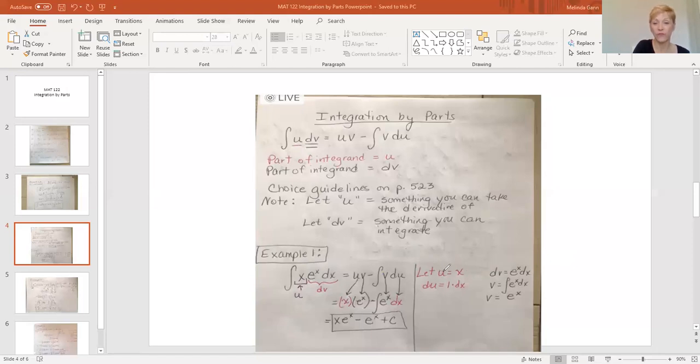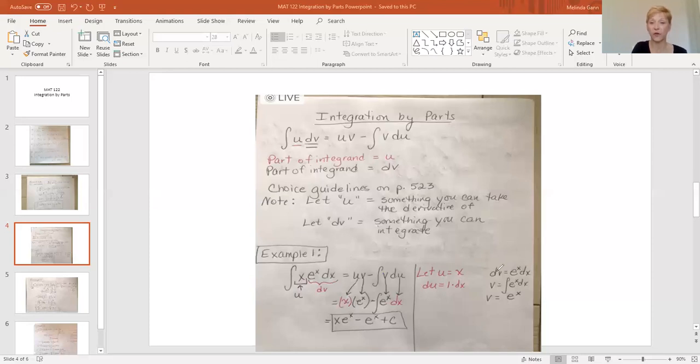So whatever you pick for u, you take the derivative of that. So the derivative of x is 1. Now, why is that dx there? Because we're doing the differential of u. So remember, the differential is the derivative with dx stuck next to it. Now, dv is what's left over.